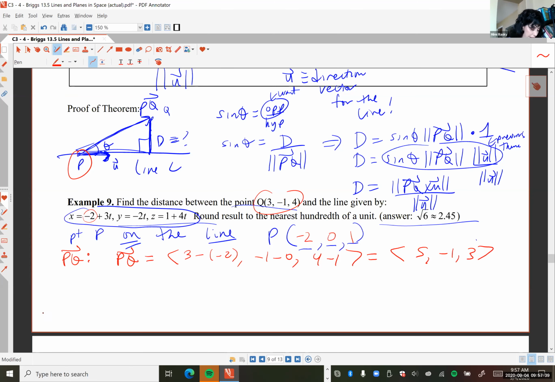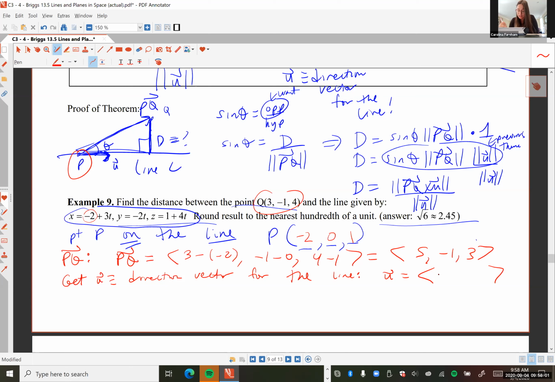Fine. Now what? You're going to take a cross product of PQ and U, but what is U? Let's get that first. So get U, who is the direction vector for the line. Do some cherry picking now, quick. Is it going to be 3, -2, 4? Fantastic. Congratulations. You just got the direction vector for the line. Beautiful. Now, go get the cross product.